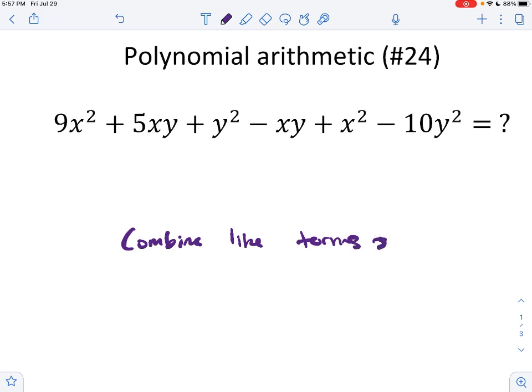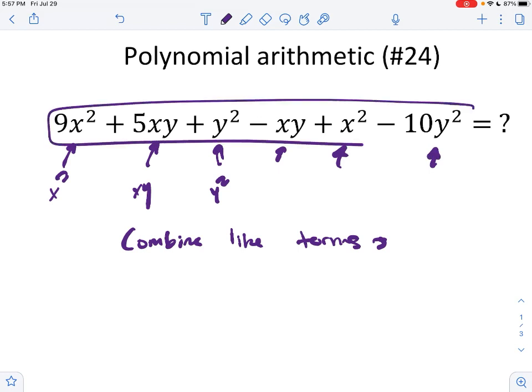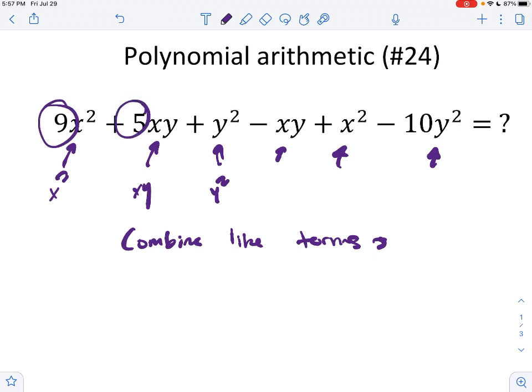look at the variables. This has a variable of x squared. This has a variable of xy. Here you have a y squared. Here you have an xy again. Here you have x squared again. Here you have a y squared. So can you just add all of these straight across, like 9x squared plus 5 this plus 1 times this? Can I just add them all across and get like 15 or 21xy squared x squared, something? That's not how it works. There are certain terms that you can add together, and certain ones that you can't.